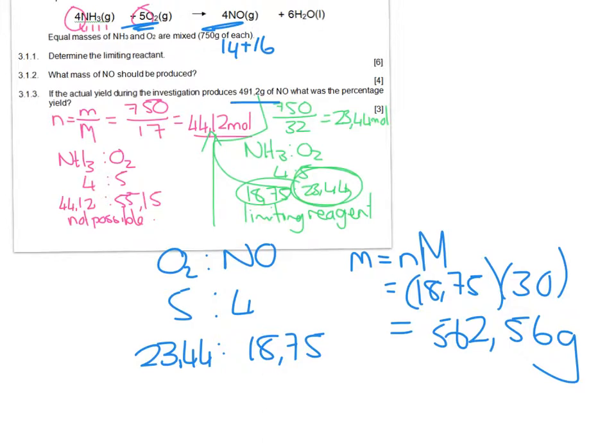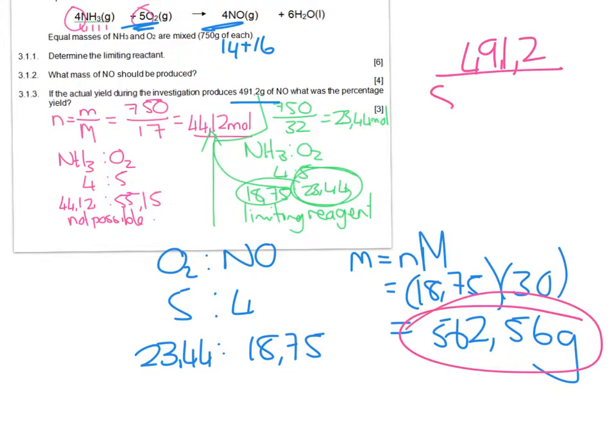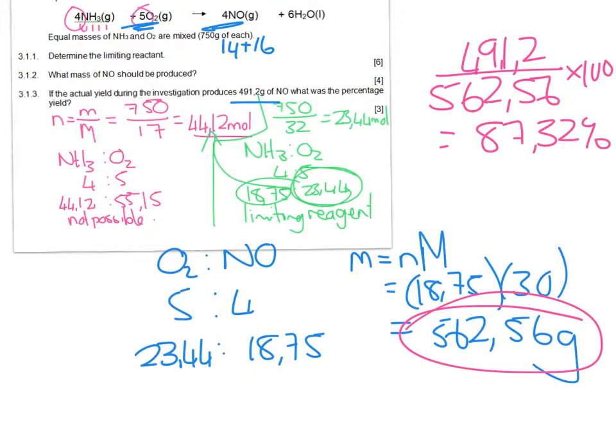So you're going to say, well, I got 491,2 out of a possible 562,56 that I should have got, and therefore times that by 100 and my percentage yield comes out to be 87.32%. There's a missing slide here.